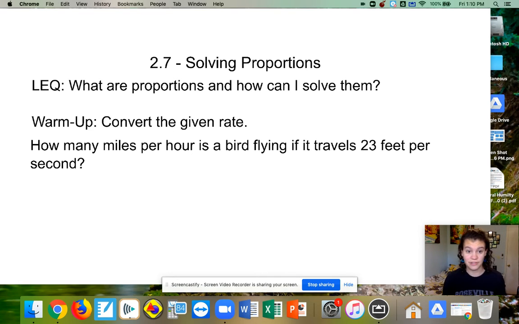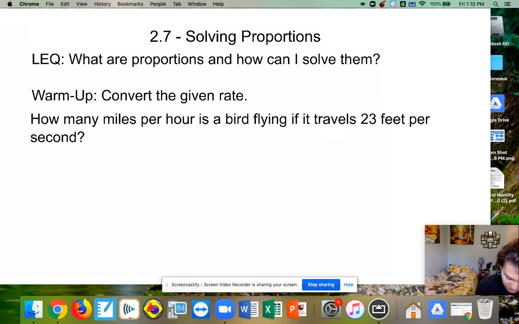Alright, so today we're talking about solving proportions. So what are they, and then how can you solve them? As a warm-up, we're going to do a rates equation like we did in the last video. The question is, how many miles per hour is a bird flying if it travels 23 feet per second?